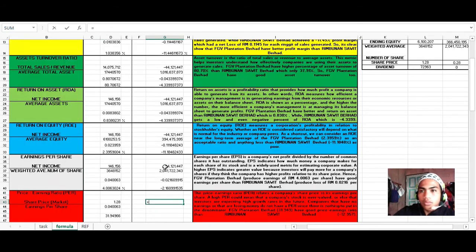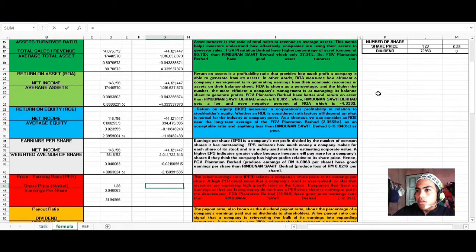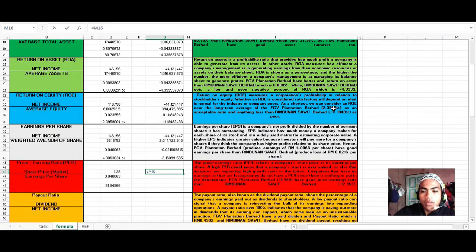For Rimbunan Sawit, the share price is 0.28, and for EPS we take from before, which is negative, and then we need to divide it also. So we get negative 12.